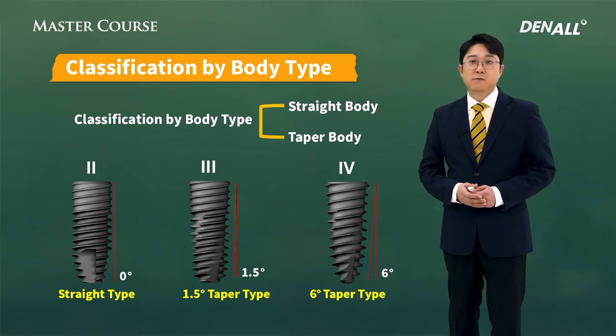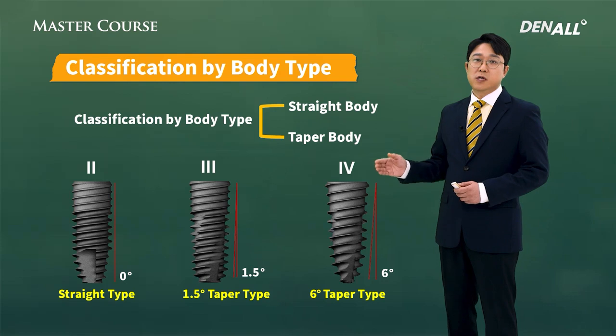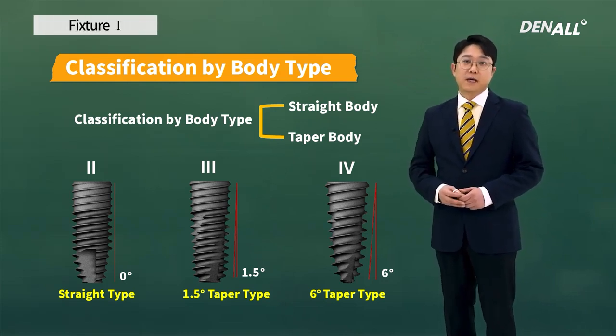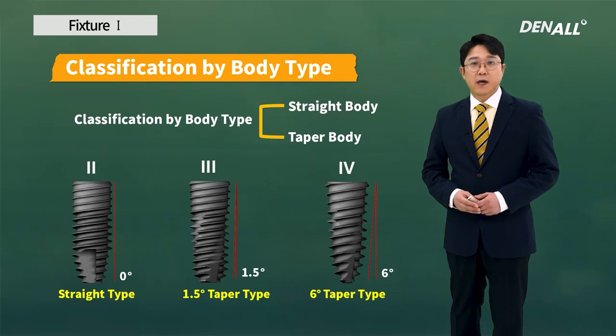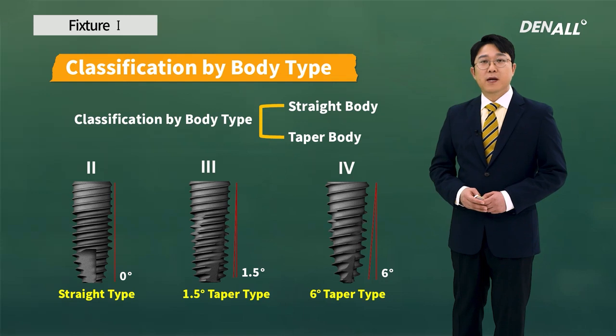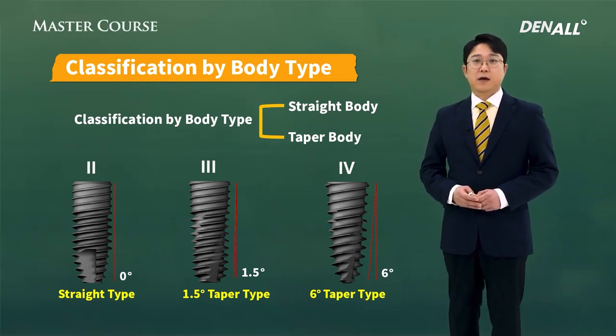When bone quality is good, that's not a problem, but when the bone quality is weak, initial stability is low and creates a problem for implant healing. In order to address that, the implant has been made tapered in order to increase the initial stability and the healing.